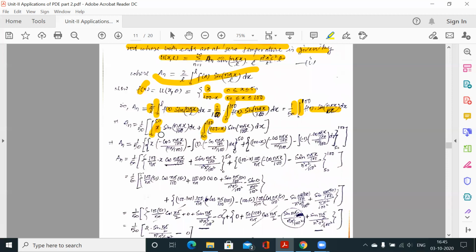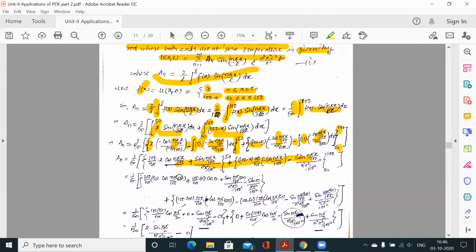Now simple integration. This is x into sine, this is 100 minus x into sine. So two functions are there. This is x function, this is also x function. So by simple integration of u into v: first into integration of second, minus differentiation of first into integration of second, that means differentiation of x into integration of second, limits are 0 to 50. Similarly 100 minus x: the integration of second, minus the differentiation of first, that means differentiation of 100 minus x is minus 1, integration of second, the limits from 50 to 100. So again we have to integrate this.